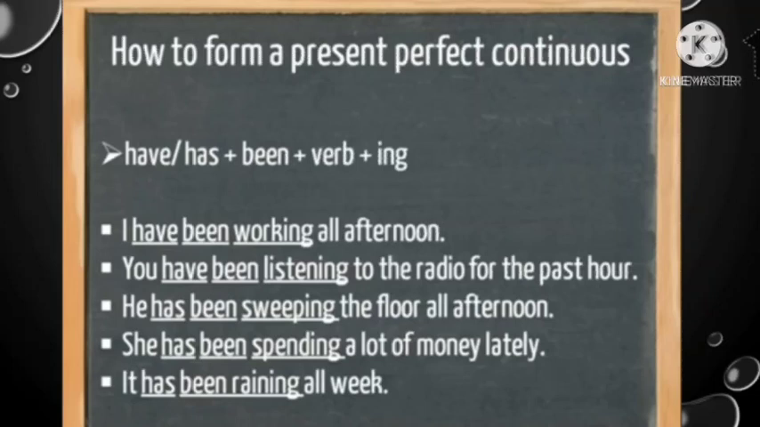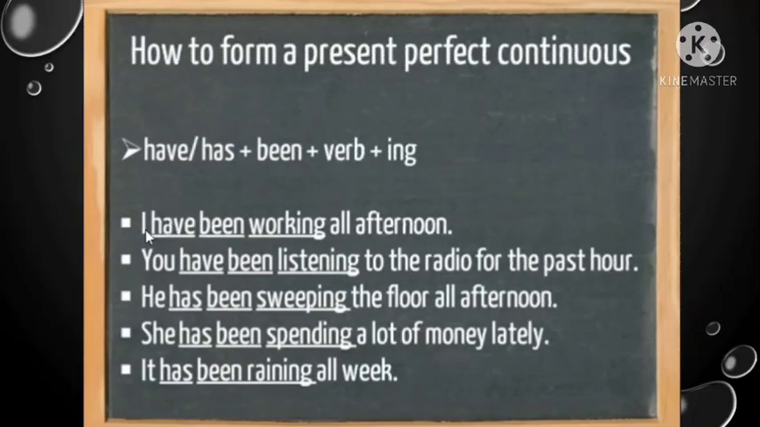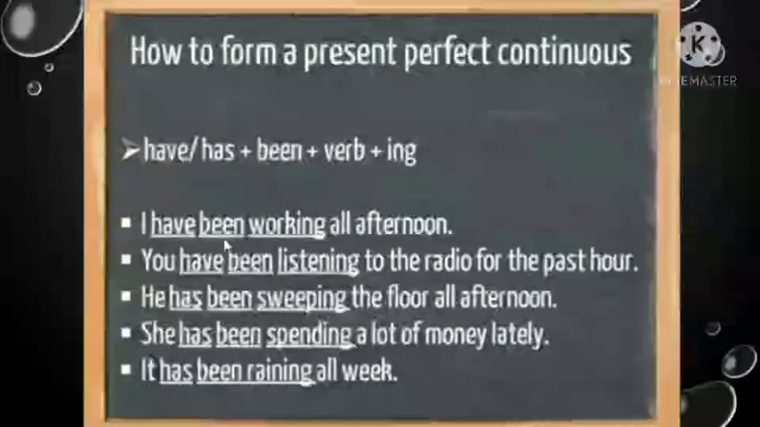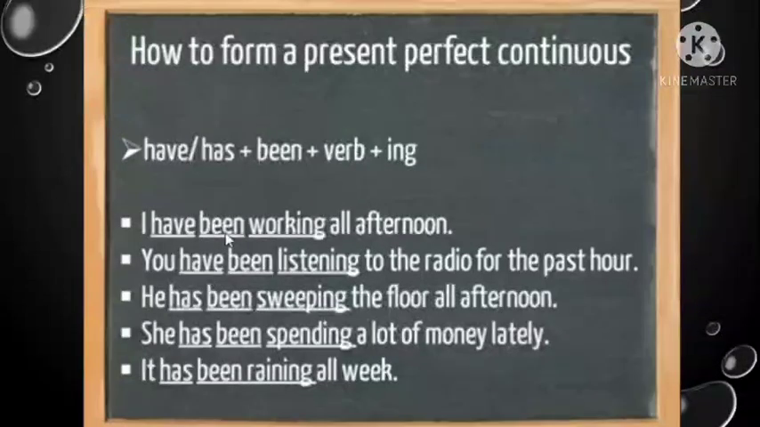Now here in this sentence, you see I is the subject followed by the helping verb have, the past participle of the verb to be. You have to use the past participle of to be, which is been. We have to use been while forming a present perfect continuous tense. And then the ing form of the verb, here it is working. So I have been working all afternoon. This is in the present perfect continuous tense. This sentence tells us that I have started working in the afternoon and I am still working.